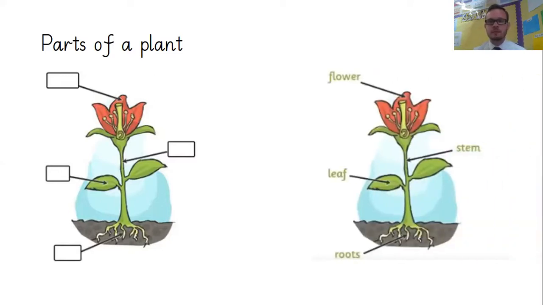So we've got the flower at the top, we've got the stem, which is the main body of the plant moving up the middle, the leaf, which we'll learn about in later lessons how important they are, and the roots, which anchor it to the ground and grab some nutrients from the soil as well. Well done if you remembered all of those. You would have done those in previous years. We're going to focus on the flower today.